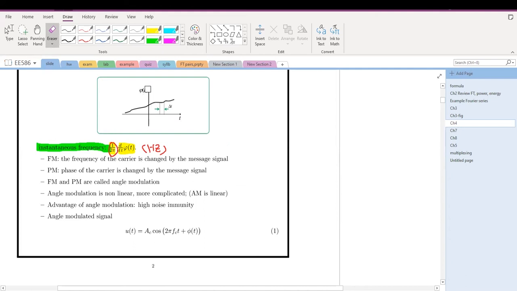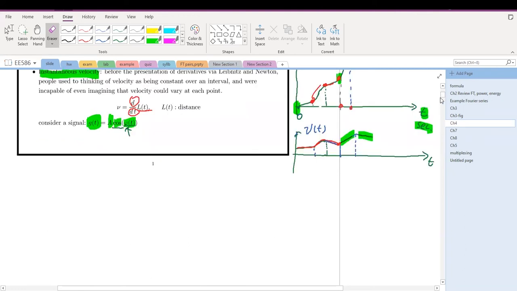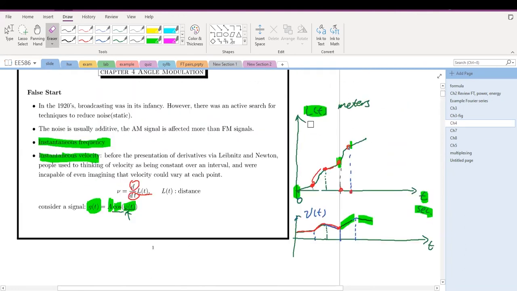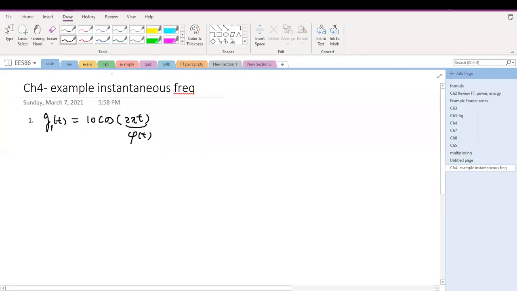This psi of t is changing with time. And if I take the derivative with respect to time of this psi of t divided by 2 pi, I will obtain the instantaneous frequency. And this is the same concept as instantaneous velocity. I take the derivative of the distance traveled with time.